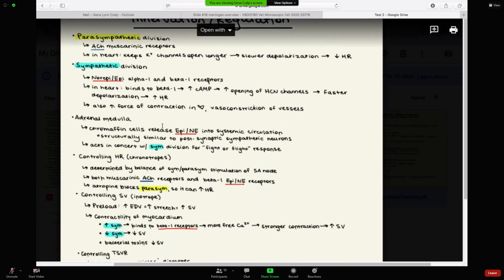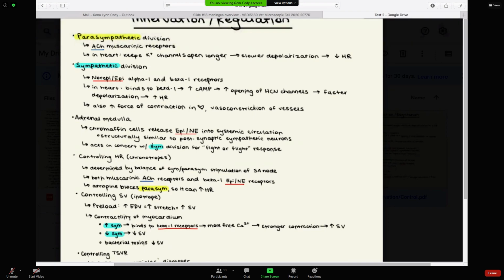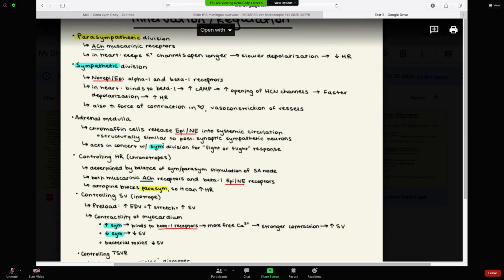So adrenal medulla. They have these things called chromaffin cells, which are, as I wrote here, structurally similar to postsynaptic sympathetic neurons. Basically, what you need to know is that the adrenal medulla releases epinephrine and norepinephrine into the circulation. We talked about epinephrine and norepinephrine up here as part of the sympathetic division. So the adrenal medulla acts in concert with the sympathetic division, specifically during fight or flight, and it has similar effects on the body.